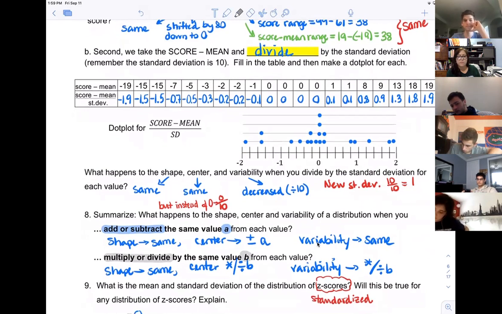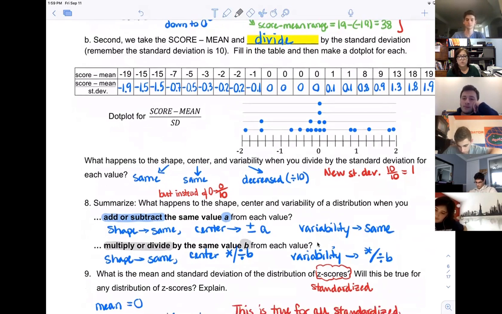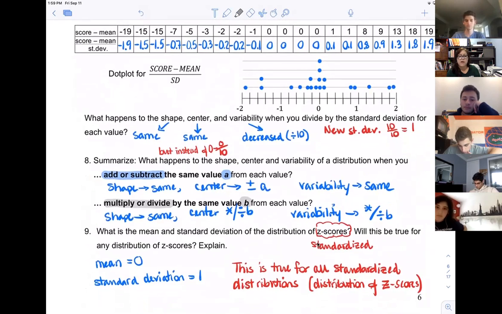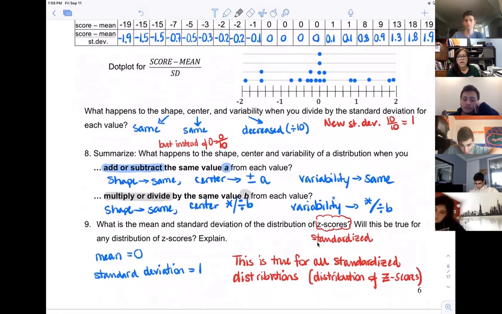So question number 9 comes up. What is the mean and standard deviation of the distribution of z-scores? Will this be true for any distribution of z-scores? And I kind of gave that away already. That is going to be true for any distribution, regardless of the original shape of the parent population or of the sample that we took.